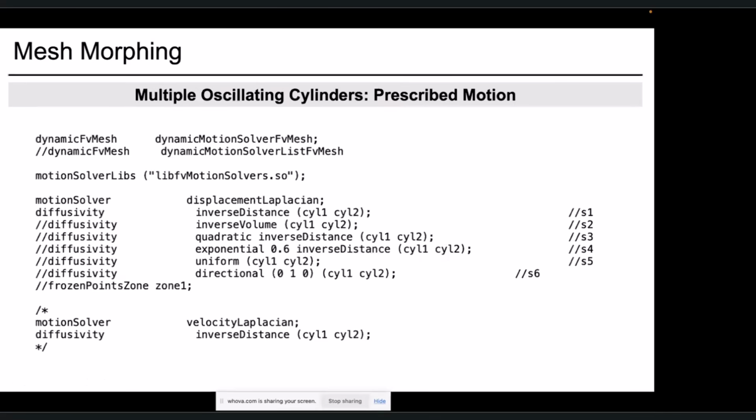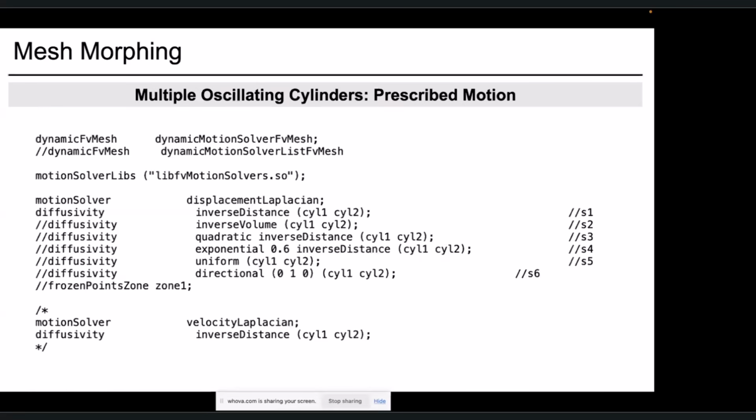So here I also list the other methods that you can possibly use: inverse volume, quadratic, exponential, uniform, directional, and so on. And also, as I mentioned earlier, it can be the displacement Laplacian motion solver or the velocity Laplacian motion solver. All right. I need to mention this again and again: all these example problems are very systematically provided in the tutorial of the Wolf Dynamics website.